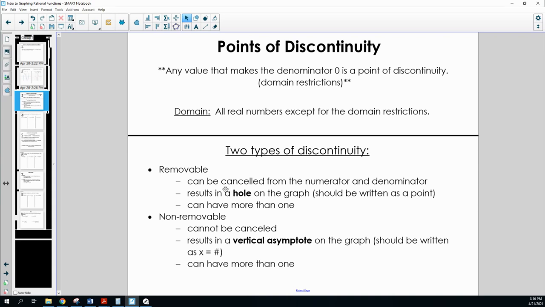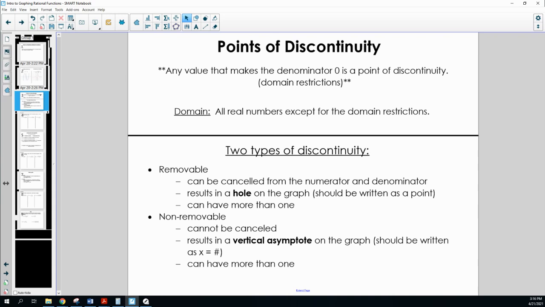Okay, there are two main types of discontinuity. The first type is removable, and that means that a factor can be canceled from the numerator and the denominator. When that happens, it results in a hole on the graph, and these holes should be written as a point, and you can have more than one. The other type of discontinuity is non-removable, and that means that you cannot cancel out any factors, and that results in a vertical asymptote on the graph, which should be written as x equals a number.